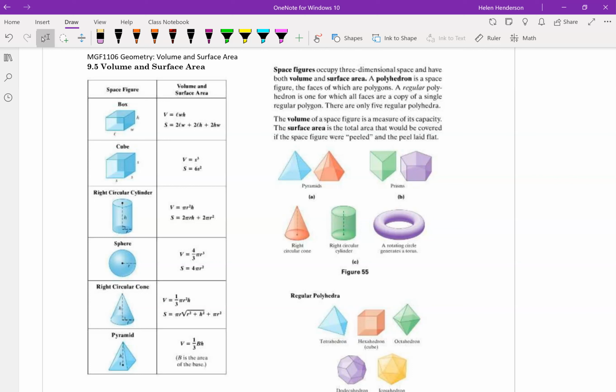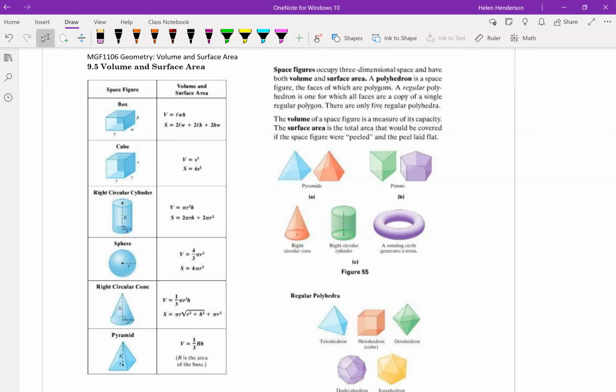Surface area is the total area that the surface would cover if you peeled it apart, or if you tried to cover it with wrapping paper, not necessarily with all the folds and everything, but just kind of smooth the wrapping paper over. How much area of wrapping paper would you need to cover that space figure?